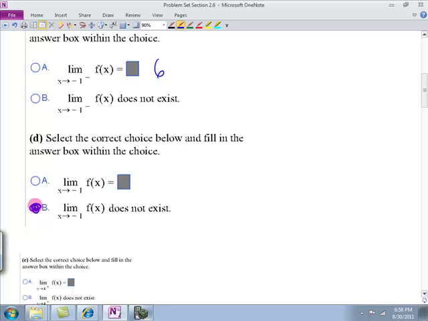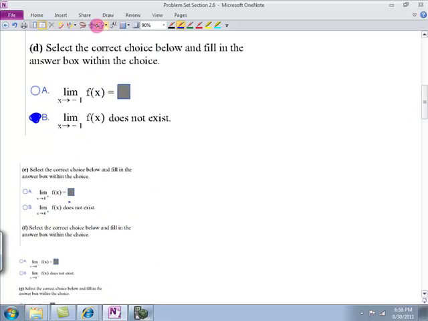This one. Why could I get an answer here? You're just coming in from one side. Okay, you can have a one-sided limit. You cannot have it in general because it was different on both sides. All right. Let's see what this guy is.